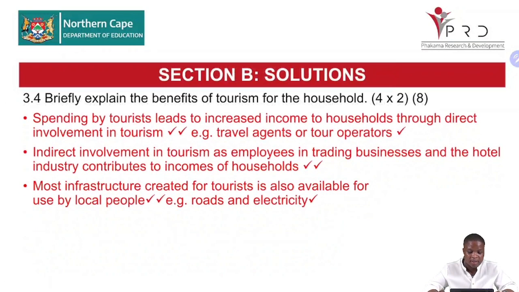Spending by tourists leads to an increased income to household through direct involvement in tourism, e.g. becoming a travel agent or tour operator. Indirect involvement in tourism as an employee in trading business and the hotel industry contribute to income to the household. Most infrastructure created for tourists is also available for local people. For example, roads and electricity, they're not only going to be used by tourists, but also local people.